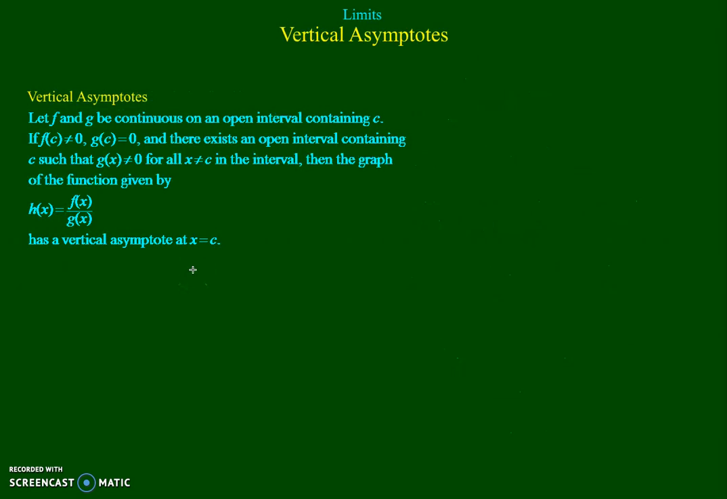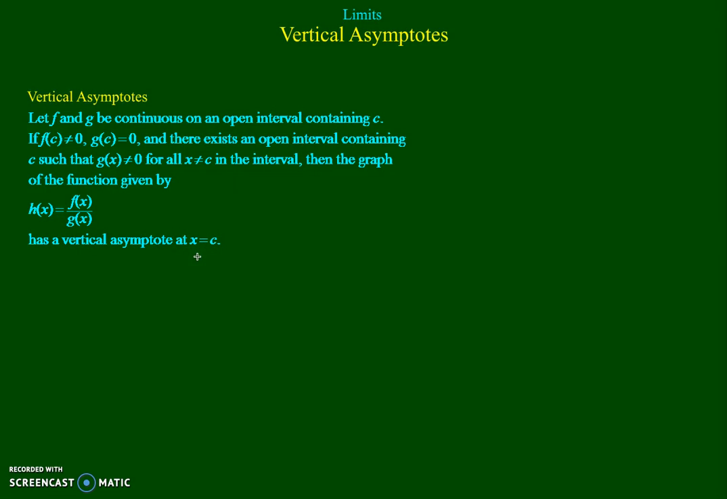So here we're going to use the idea of continuity to describe vertical asymptotes. Let f and g be continuous functions on an open interval containing c. If f of c doesn't equal 0, this numerator is f, and g of c is equal to 0, this denominator function is g, and there exists an open interval containing c such that g of x doesn't equal 0 for all x not equal to c in the interval, then the graph of the function given by this rational expression has a vertical asymptote at x equals c.